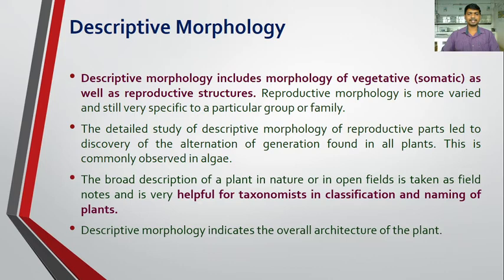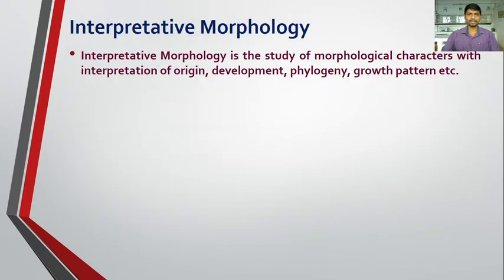Descriptive morphology indicates the overall architecture of the plant. It describes the overall structure of the plant without considering its function, and that is called descriptive morphology. Next to this is interpretative morphology. Interpretative morphology is the study of morphological characters with interpretation of origin, development, phylogeny, growth pattern, etc.